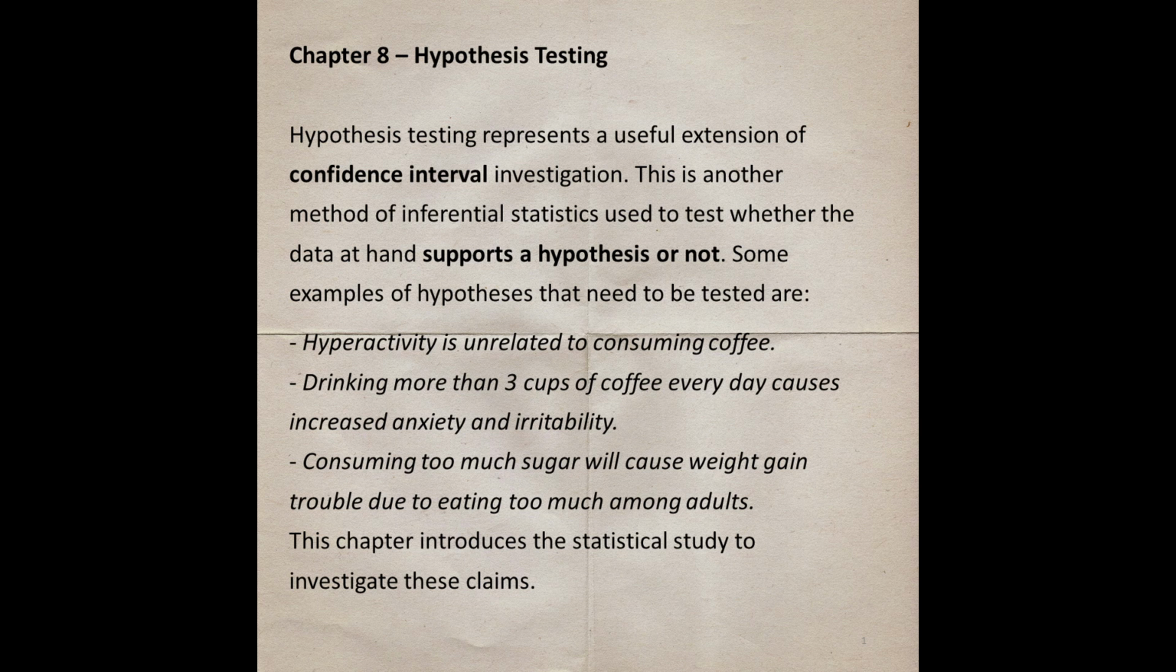Some examples of hypotheses that need to be tested are: hyperactivity is unrelated to consuming coffee. Drinking more than 3 cups of coffee every day causes increased anxiety and irritability. Consuming too much sugar will cause weight gain trouble due to eating too much among adults. This chapter introduces the statistical study to investigate these claims.